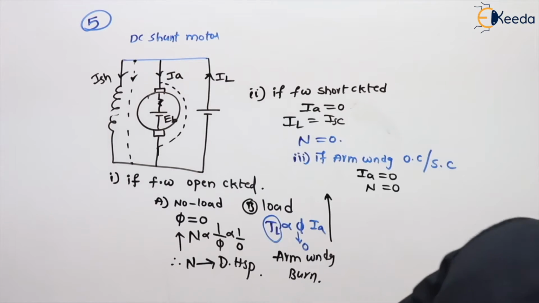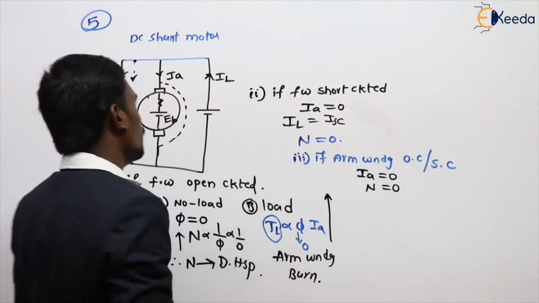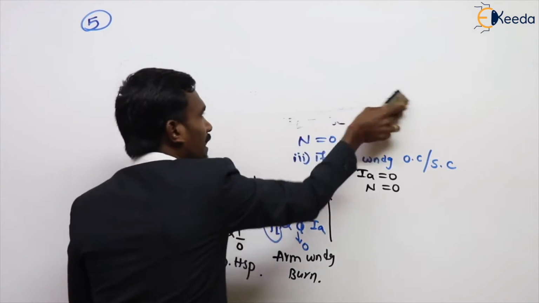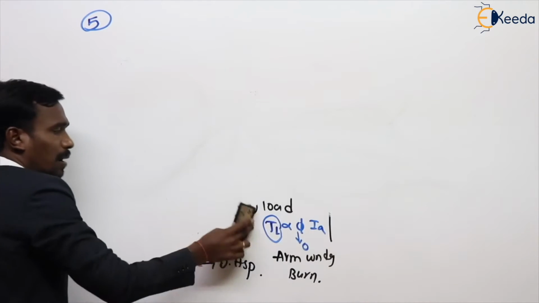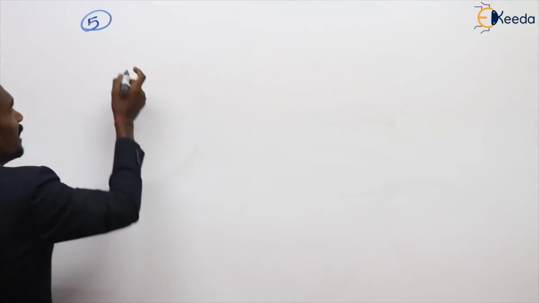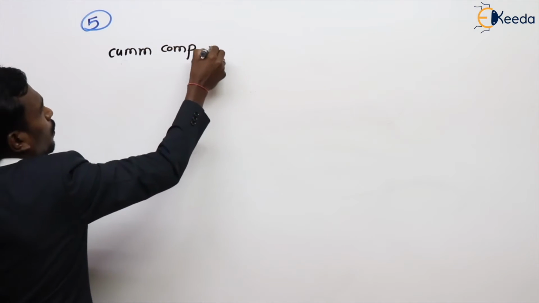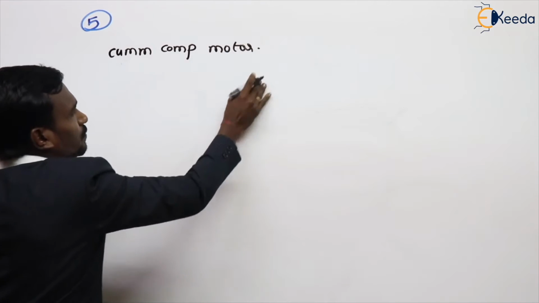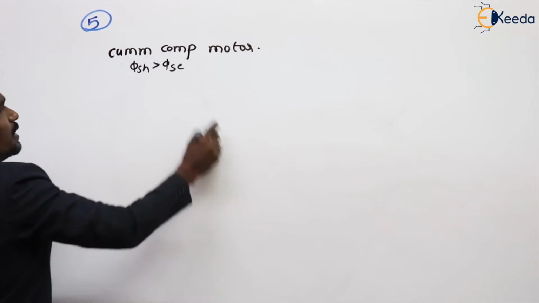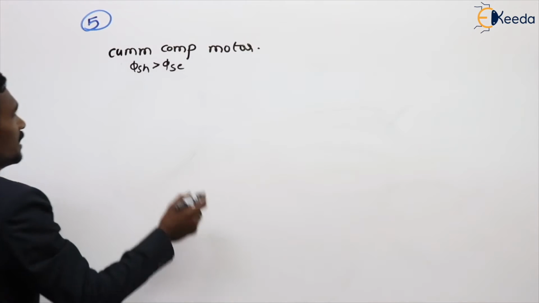For example, if the same question is taken for compound motors. Okay, let's go for compound motors. The same concept for compound motors is very important compared to this one. They may ask you a question. See here, I am taking a cumulative compound motor. They do not mention anything, but phi SH is greater than phi SE. Okay, alright, let's see how it is.